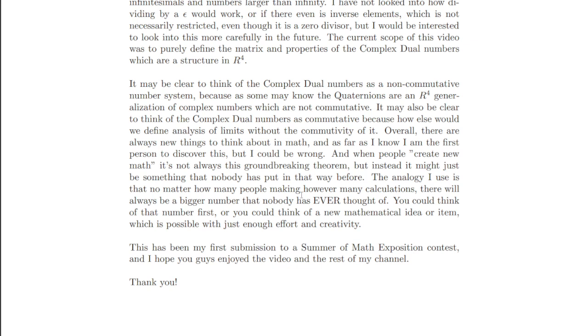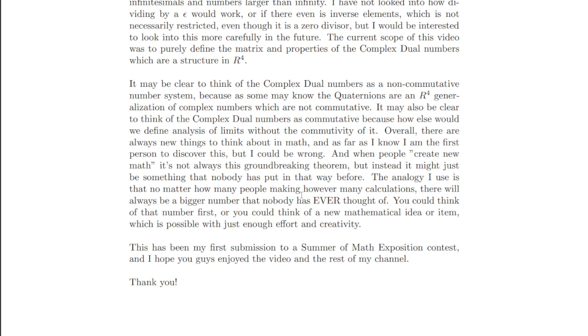But it may also be clear to you to think of the complex dual numbers as a commutative structure, because why would we use it if not for the analysis of limits, right? So thinking about it realistically, it depends on your use case. There's always new things to think about in math.